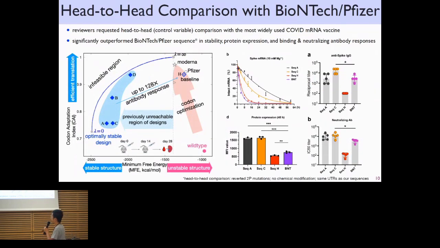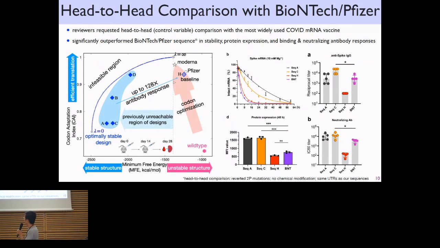So one of the reviewers for the Nature paper asked us to do a very rigorous comparison with the BioNTech final sequence, which is the most common sequence on the market. So we did a head-to-head comparison with that sequence, which is very close to our baseline in this MFE CAI grid. It turns out that in terms of half-life, it's very close to our baseline. That means our thermodynamic parameters are very accurate.